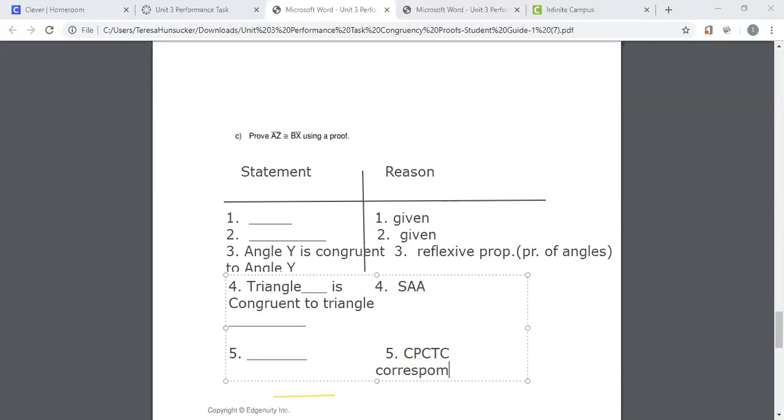The C stands for corresponding. The P stands for parts. Of. The next C stands for congruent. Congruent, the T stands for triangles. Are congruent. And that does it, folks.